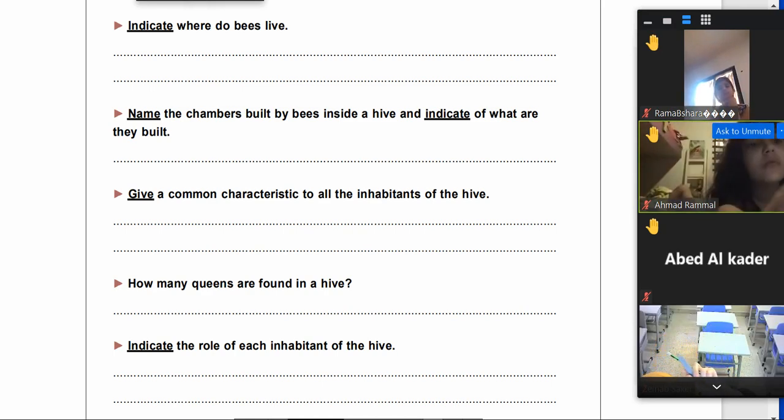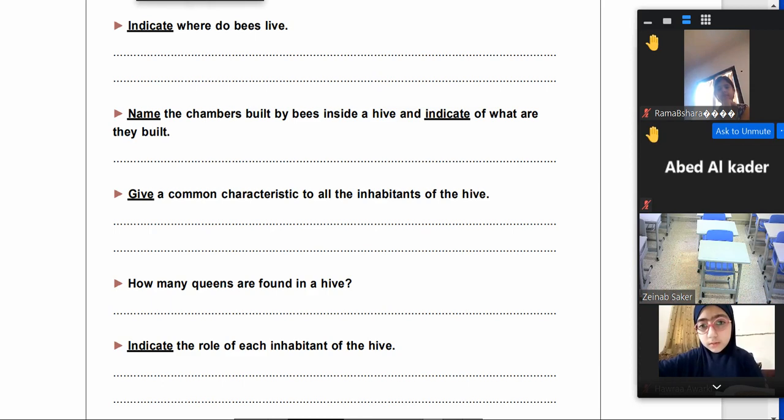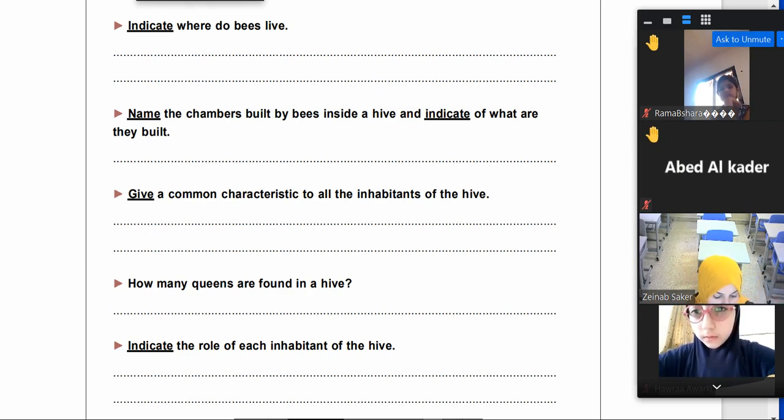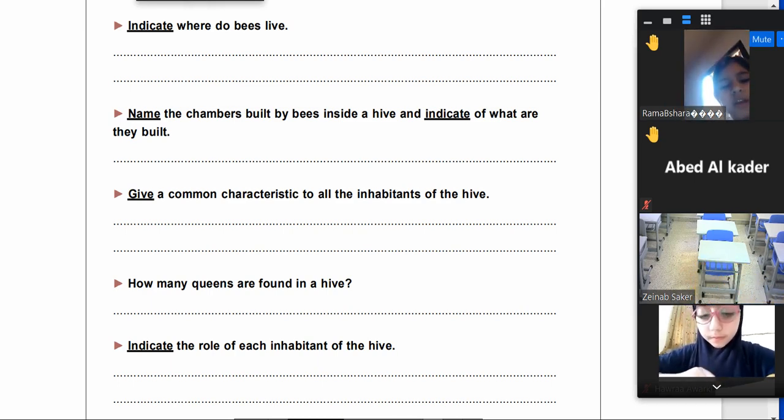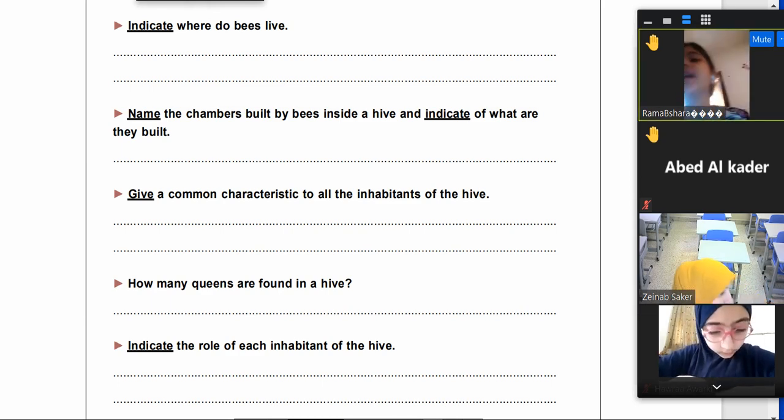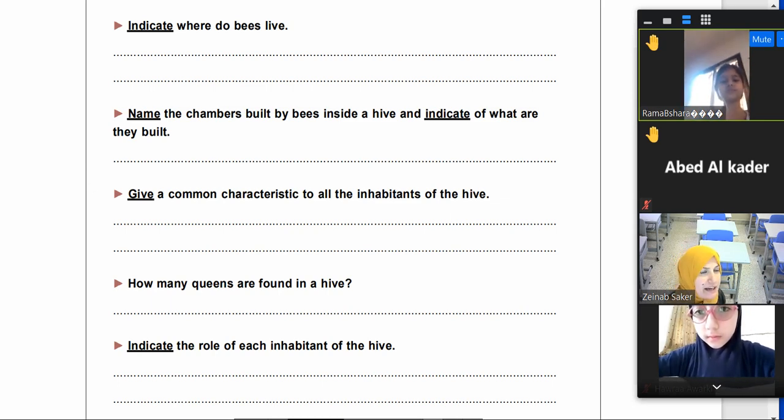Now, what are the kinds of bees in the colony? Rama, what are the kinds of bees? Yes, the queen, the drone, the worker. Excellent. How many queens are in a hive? Only one in the hive. Excellent.